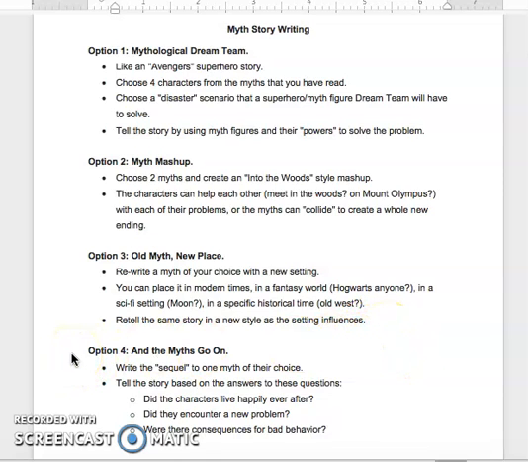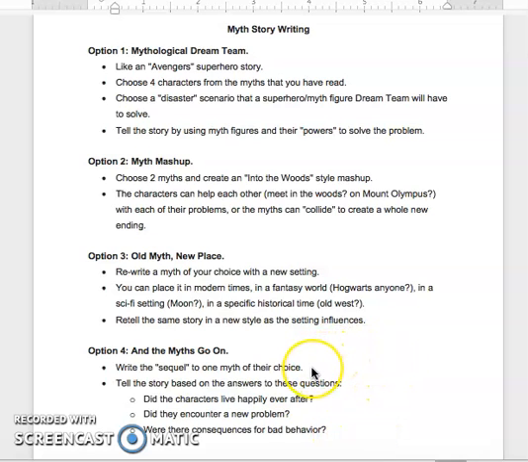For option 4, you may write a sequel to one myth of your choice. Here are some questions you may want to consider as you think about how you want to tell the story. Tell the story based on these answers to these questions. Did the characters live happily ever after? Did they encounter a new problem? Were there consequences for bad behavior?